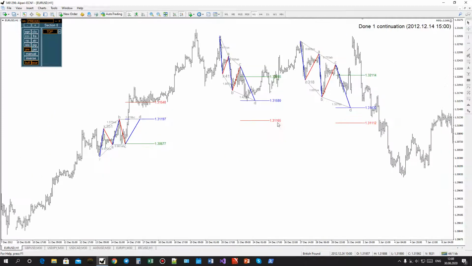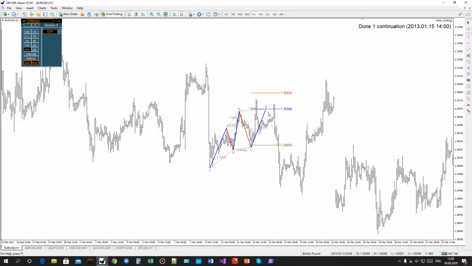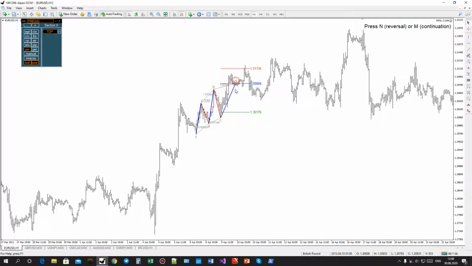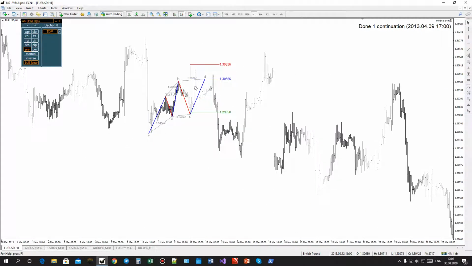This one was a loss. This one was a win. This one was a loss. This one was a loss. This one was a loss. Sorry, the previous one was a win. It was a win. Okay.